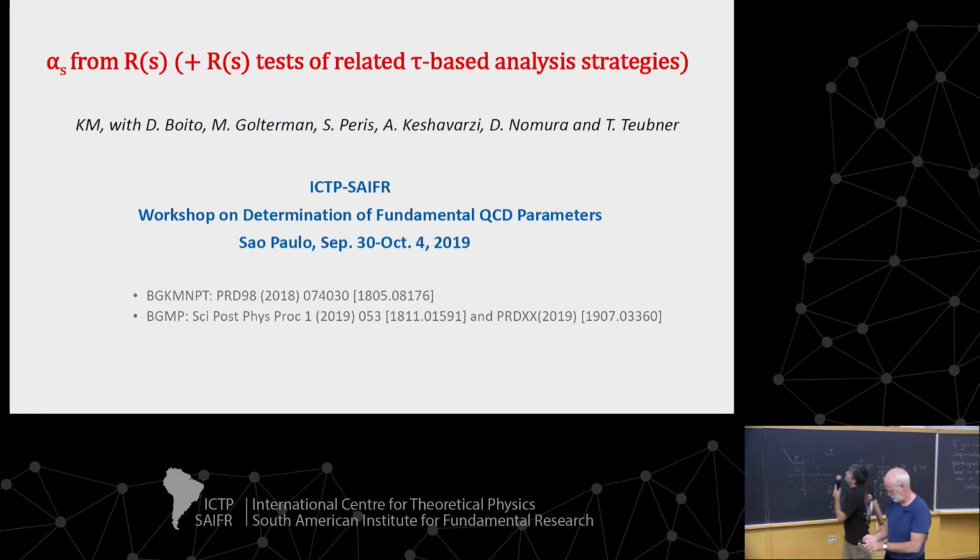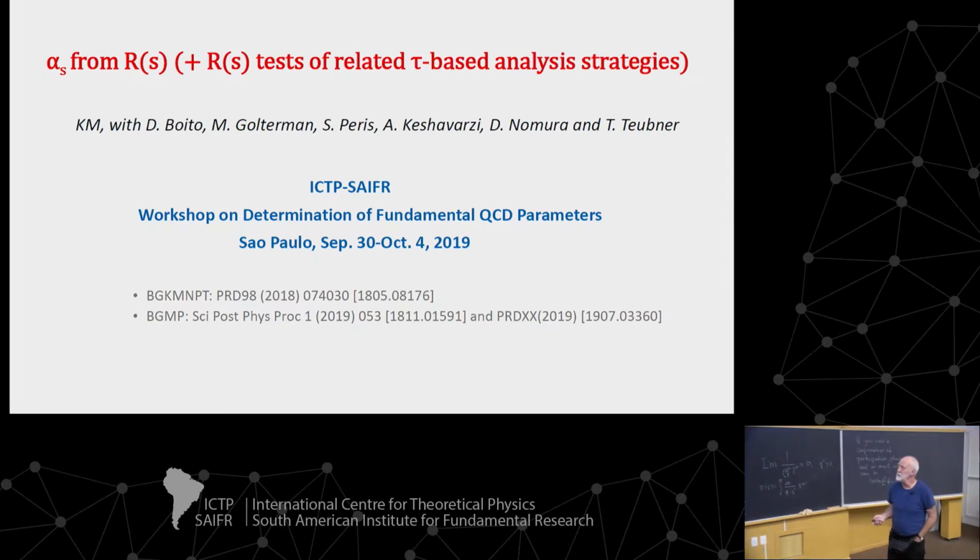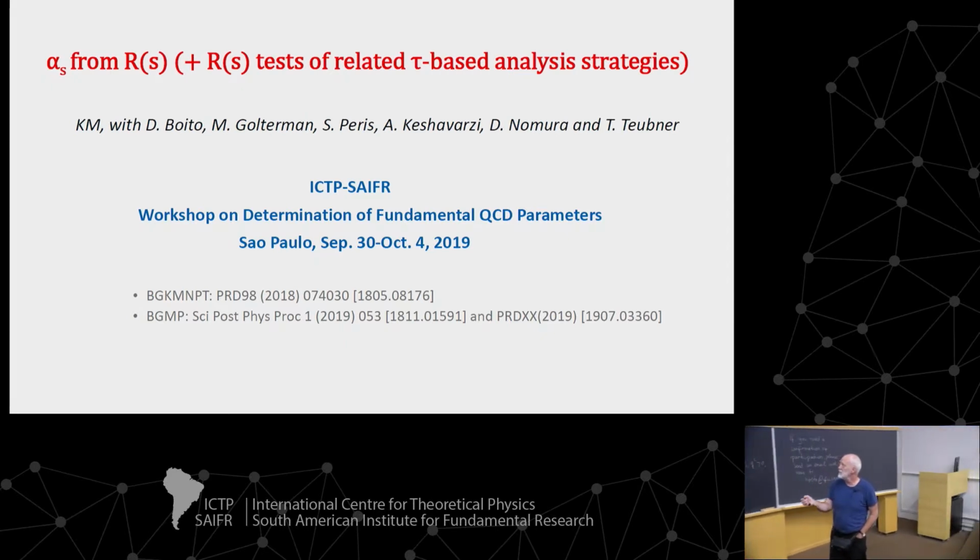So, okay, we continue now with Kalman, and what we have now is alpha S determinations, but not from tau, but from e plus e minus, I guess? Yeah, so this is really like part 2 of Santi's talk. In the first part I'll talk about another finite energy sum rule determination of alpha S, which is from electroproduction data, and there are new databases for that that allow this to be done.